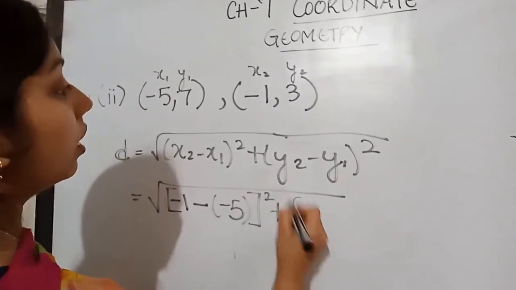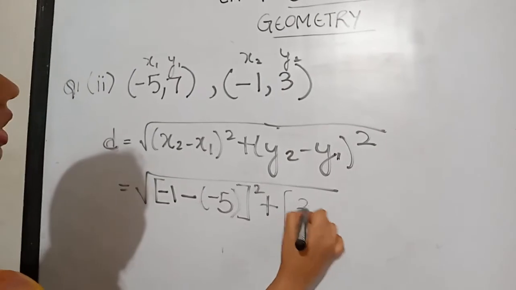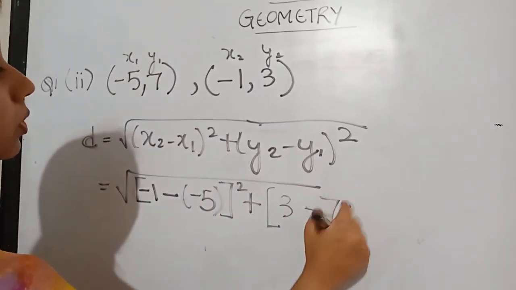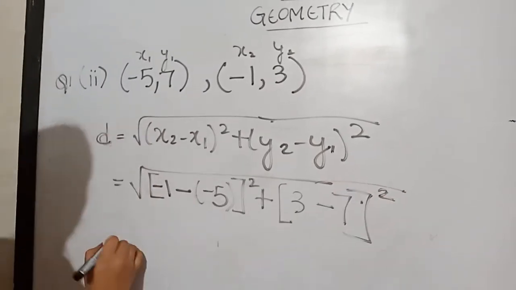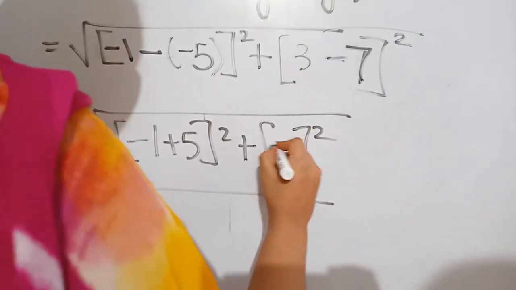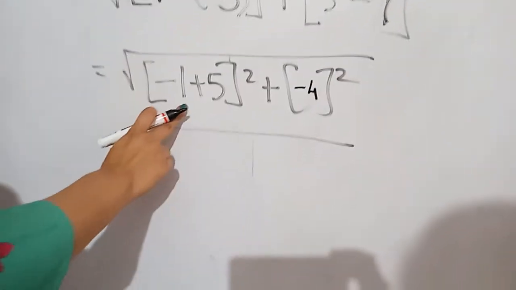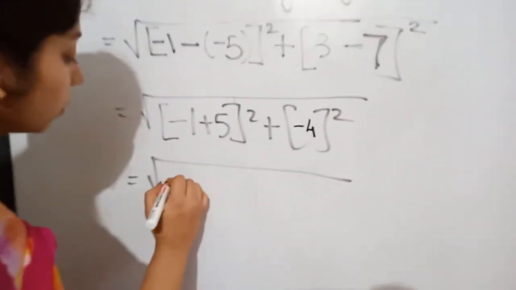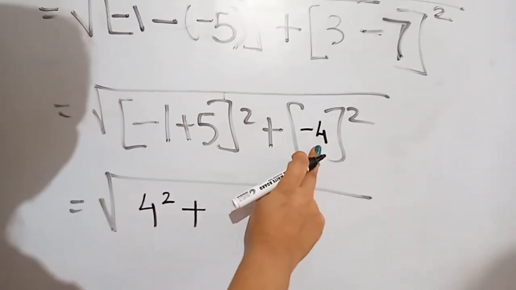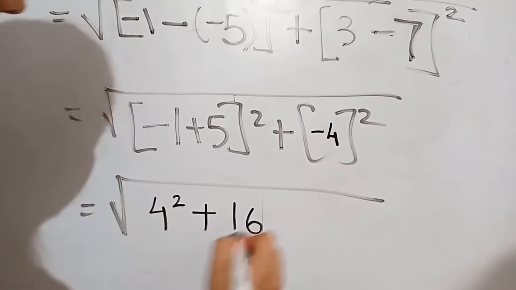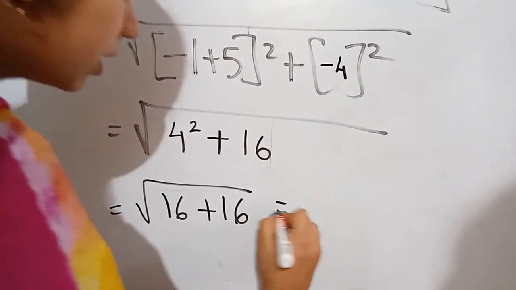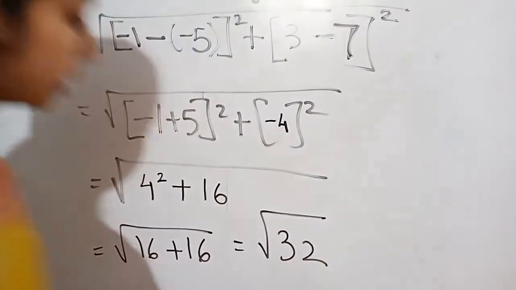So over here y2 is what? 3 minus y1 is what? 7. 3 minus 7 whole square. So 3 minus 7 will give you minus 4. Minus 1 plus 5 will give you 4 whole square plus (minus 4) whole square will be what? 16, which is equal to 16 plus 16 whole root of 32.